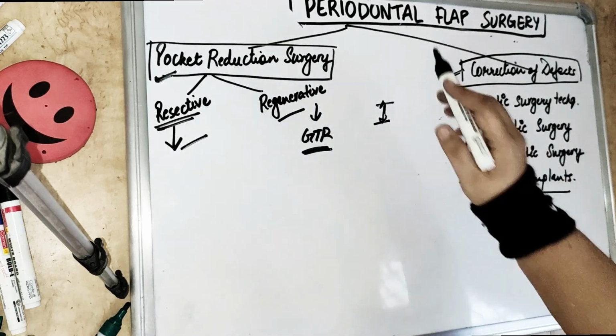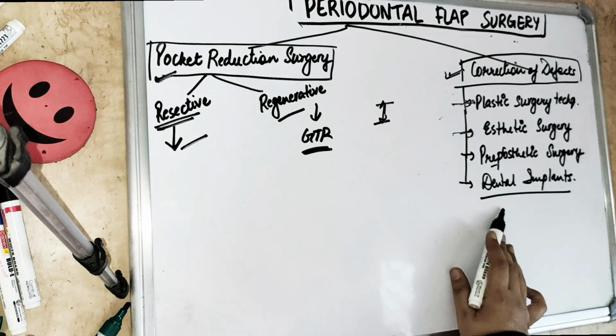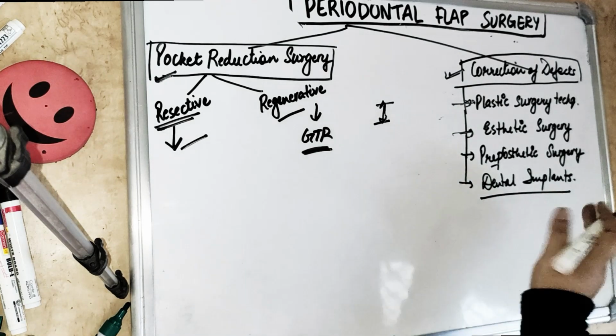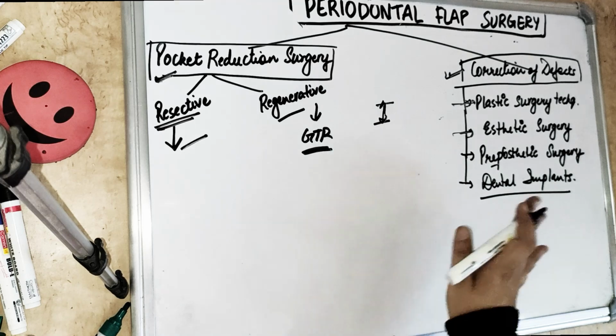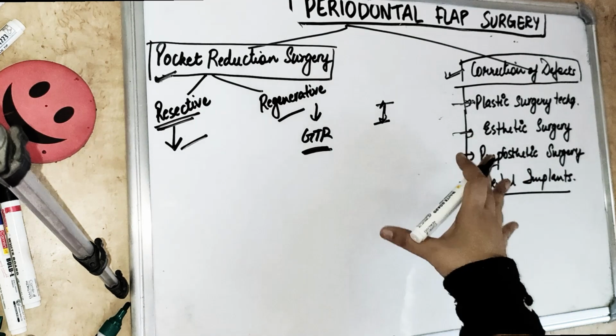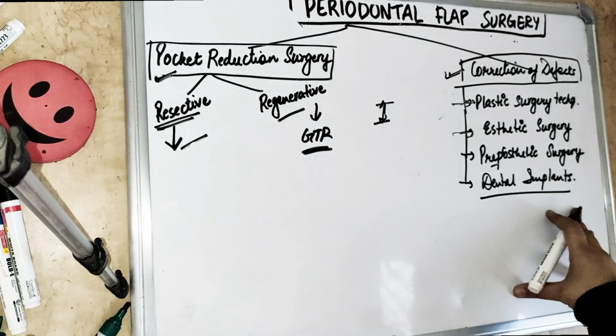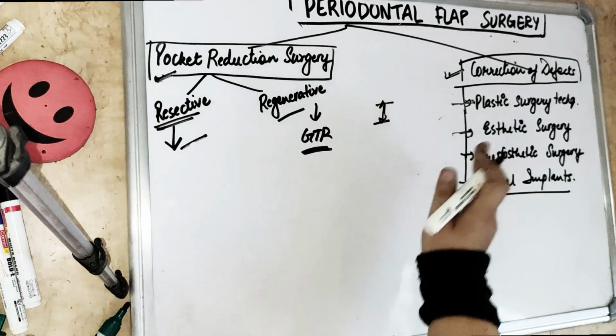And if you want to do the flap surgical procedure along with the dental implants, for example guided bone regeneration, or sinus grafting, in all these cases you use flap along with the correction of either the pocket or any defect. This was according to Carranza.